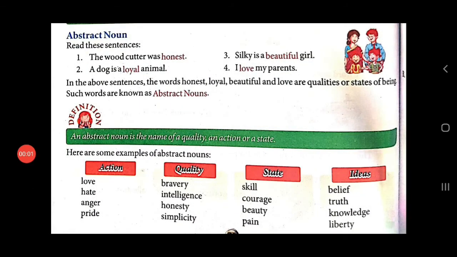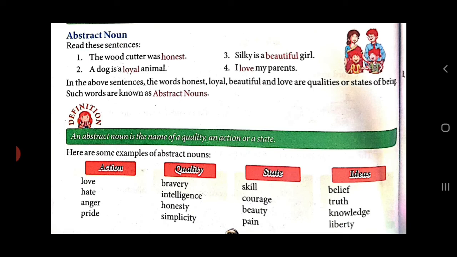Now from all these sentences children, 4 sentences which are given, okay, from that the words honest, loyal, beautiful and love are qualities, okay, or states of being. Such words are known as abstract nouns.